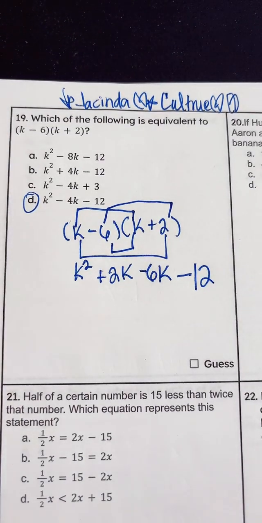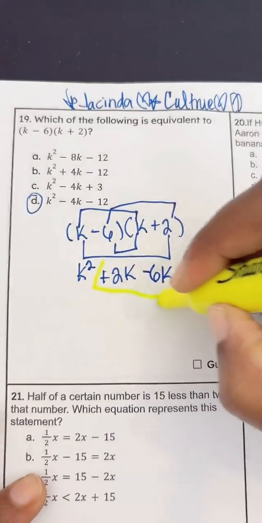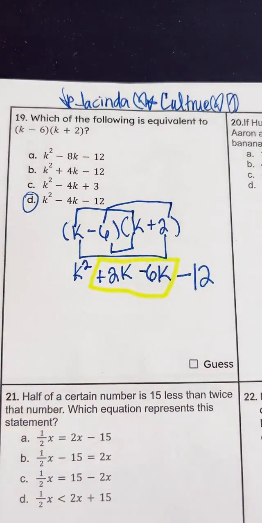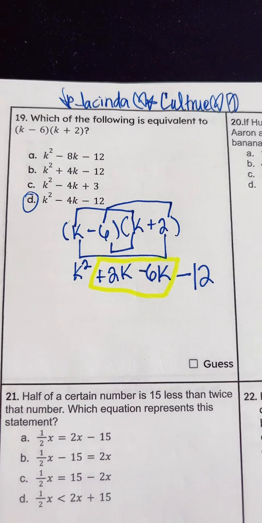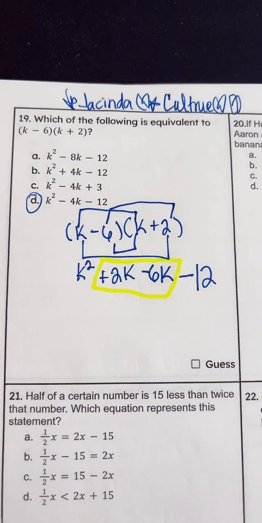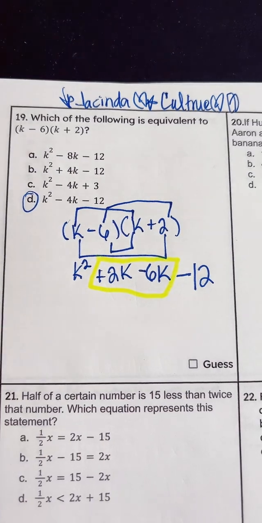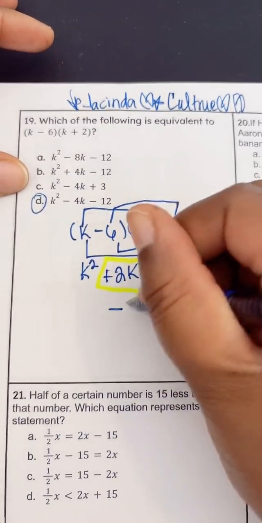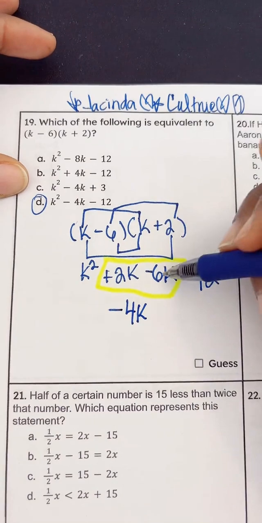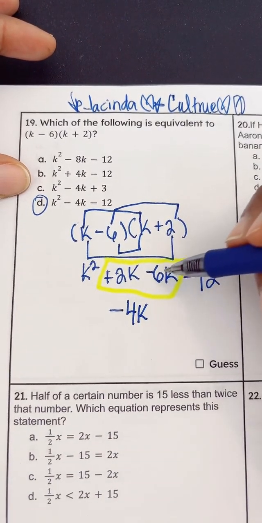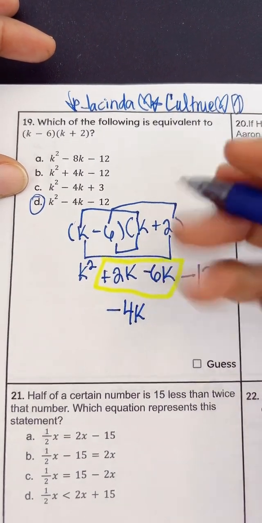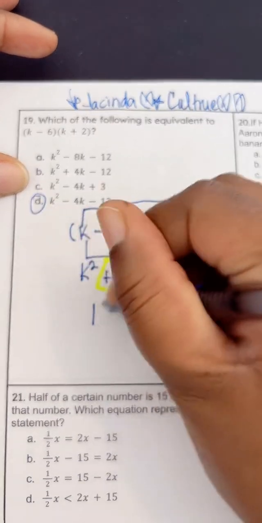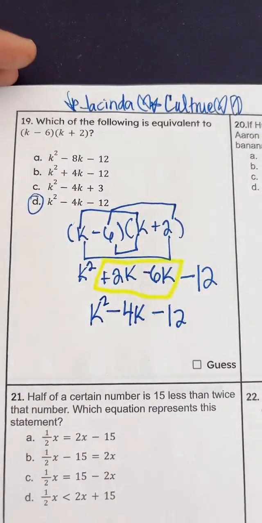Combine these like terms. Okay. Let's see, are these integers going to eat us up today? 2 minus 6K. Negative 4. Good. If you struggle with integers, think about it being money. Somebody borrowed $6 from you. They paid you 2. They still owe you 4. And D is our beautiful answer.